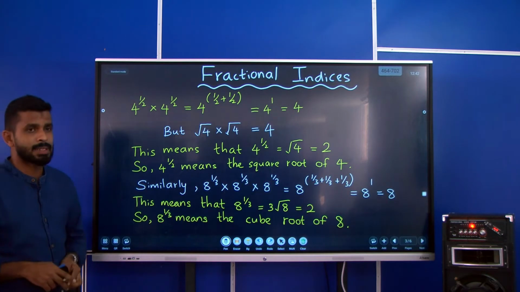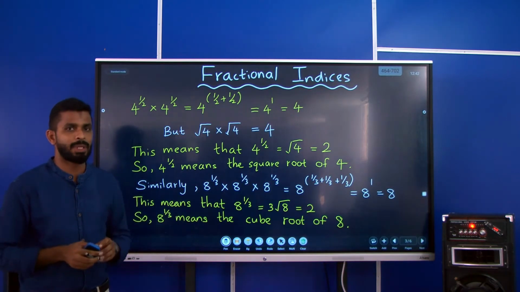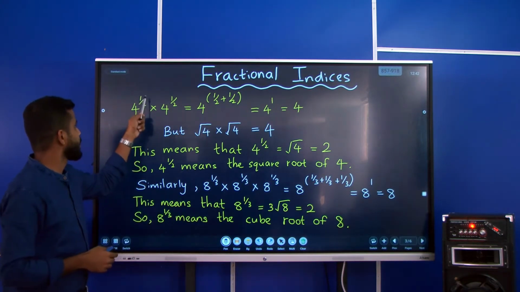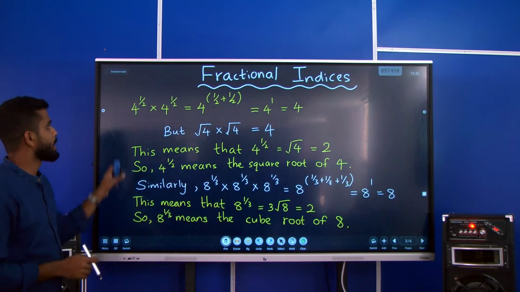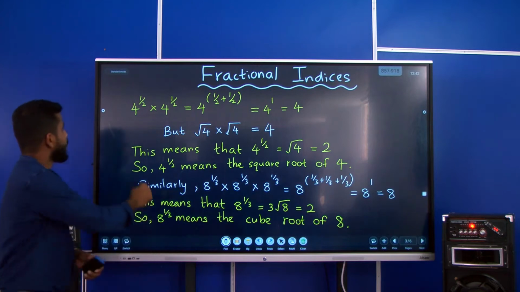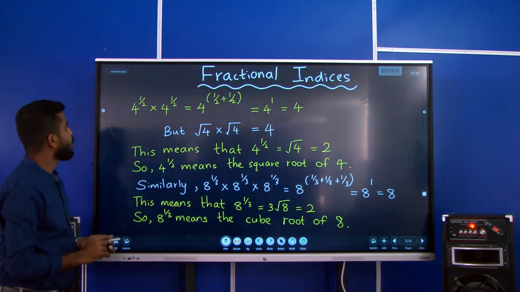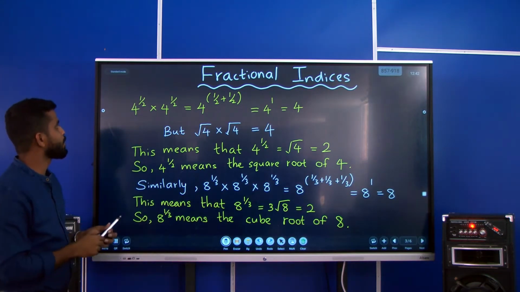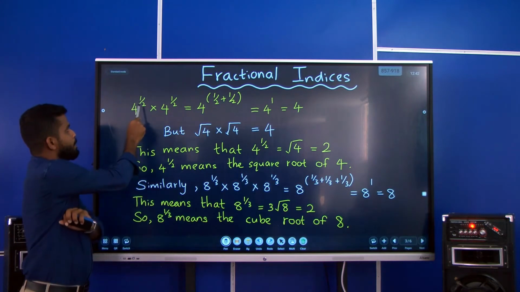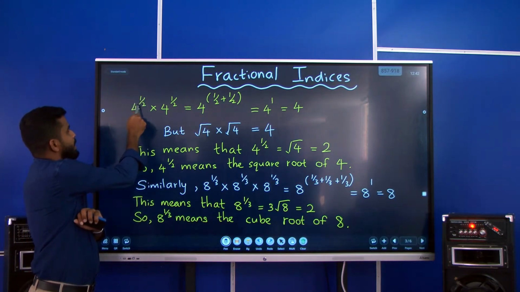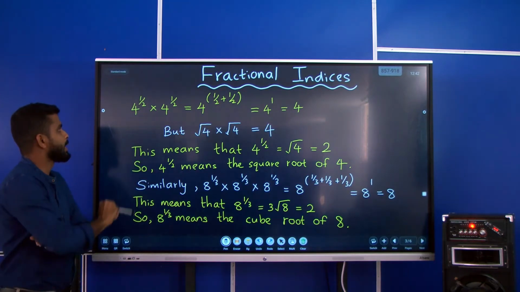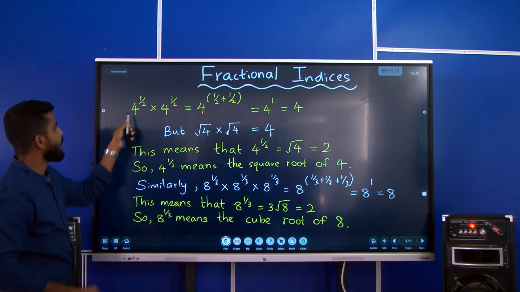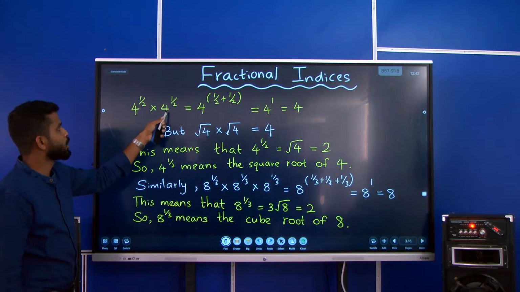Fractional indices. So this one you have to be a bit careful, because we're going to deal with all the indices which you have already learned, but we're going to learn something new here. See, 4 to the power half. 4 to the power half. It's not only one power, say one number divided by another number, but both altogether you have to consider as one index. 4 to the power half multiplied by 4 to the power half.